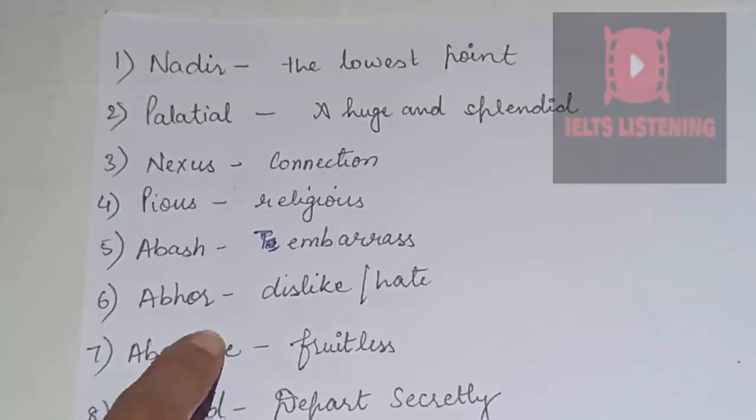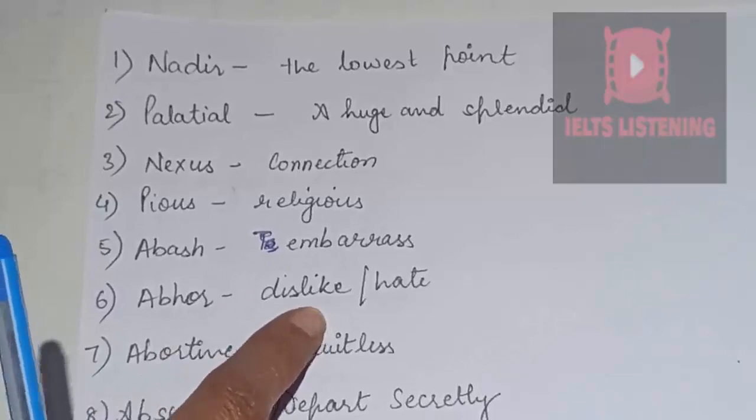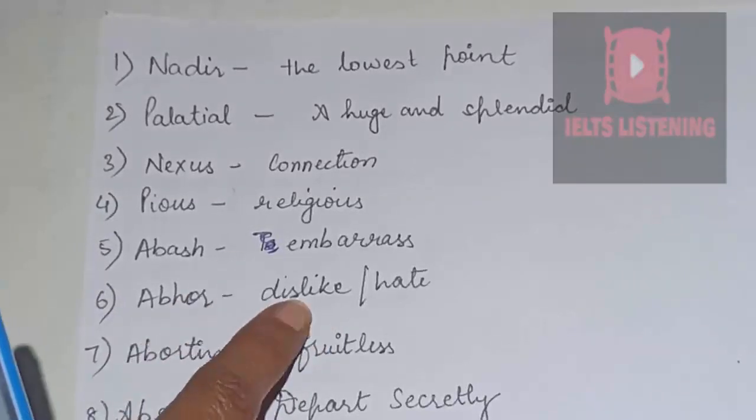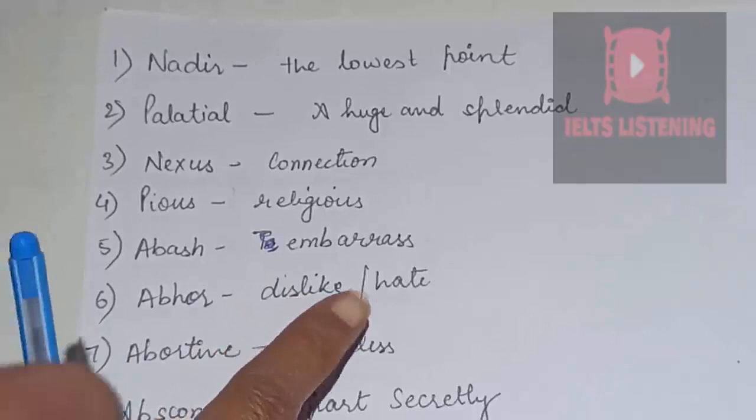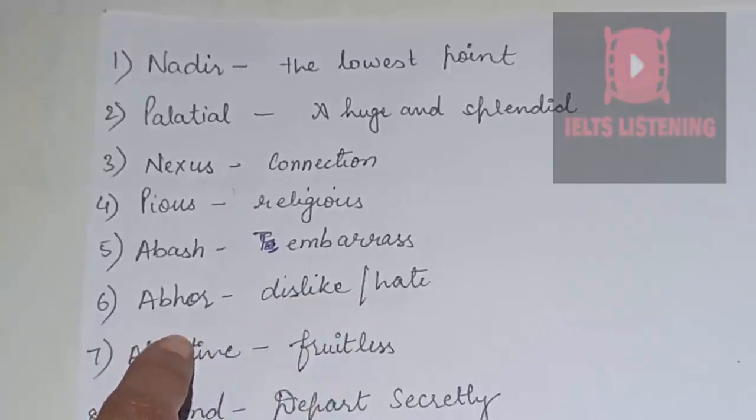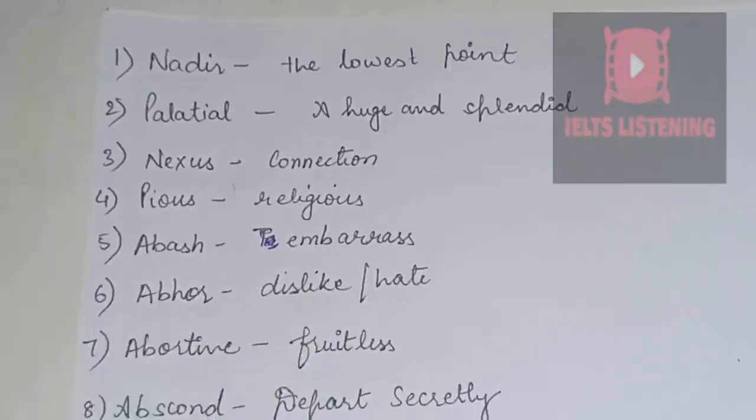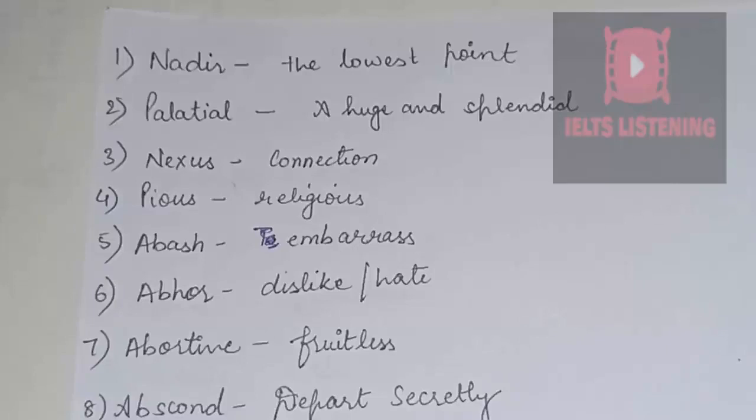Next is abhor, means dislike. If you dislike anything, you can use the word abhor instead of simply saying I dislike this. So you can say I abhor it. Like you can say I abhor racism, like I hate racism. So you can use this word.